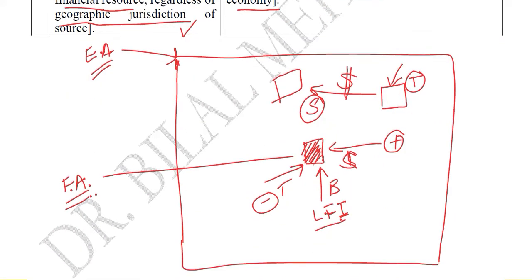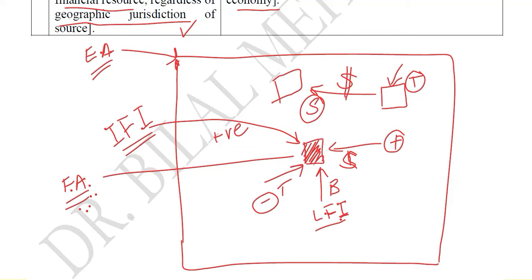Let us try to visualize it here, that if this project is receiving some financial resources in the form of loan from an international financial institution, in this case there is an addition in the resources of the project and it should be included in our financial analysis, as we just saw in the last point.